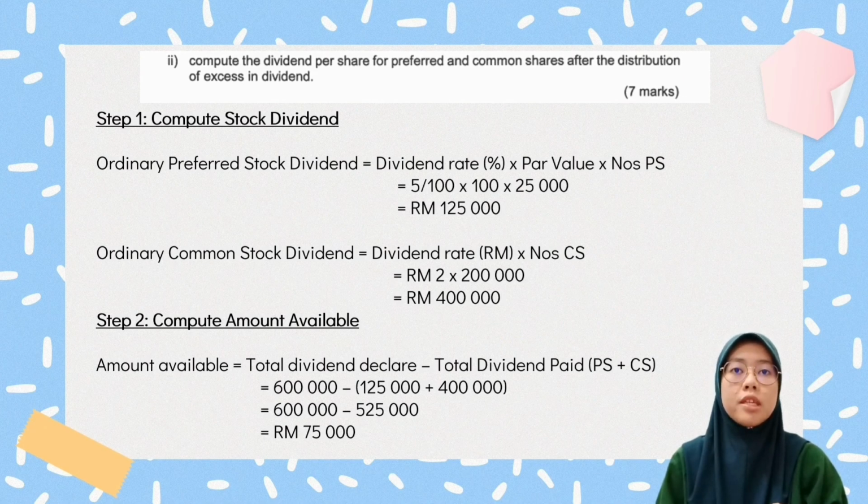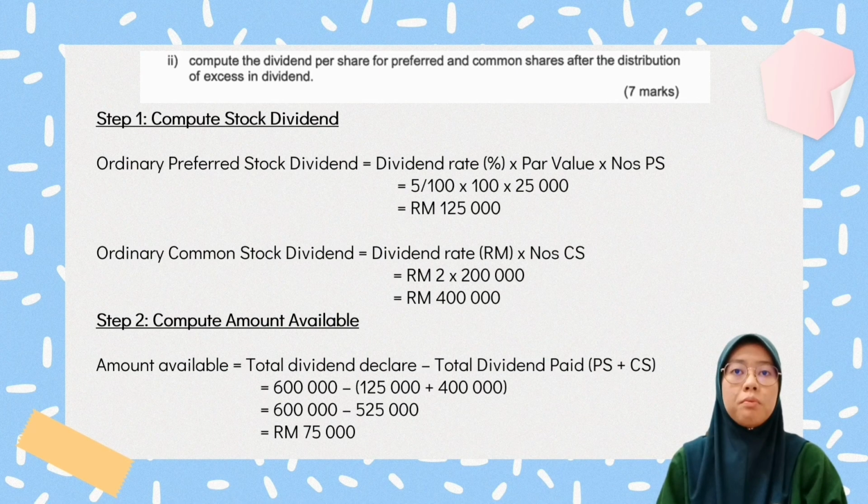Today, I'm going to explain question June 2018, question B2. This question asks for the dividend per share for preferred and common shares after the distribution of excess dividend. In simple words, this question asks for the dividend per share for these two shares.